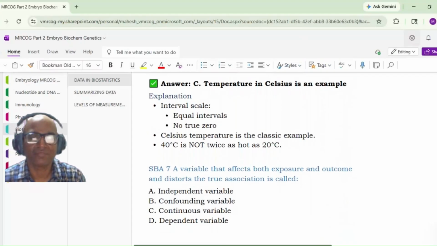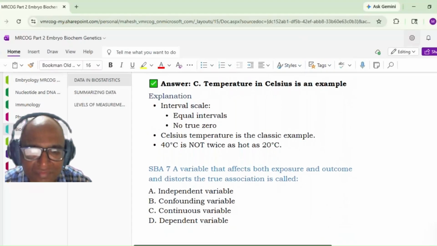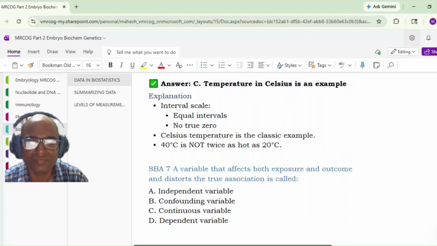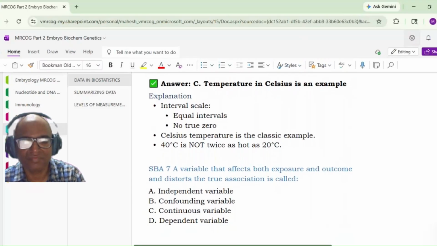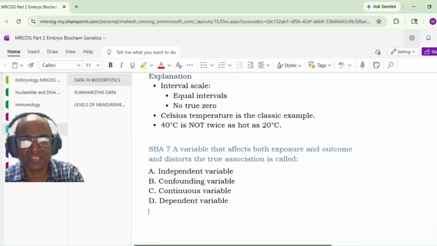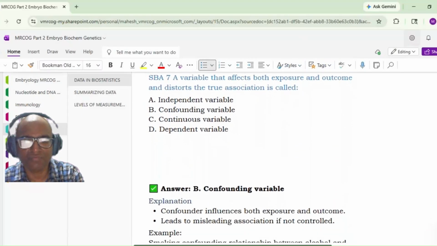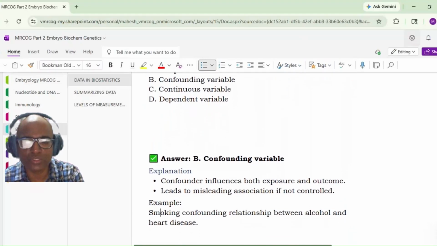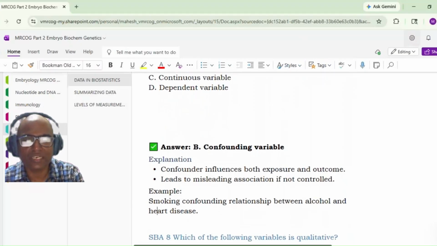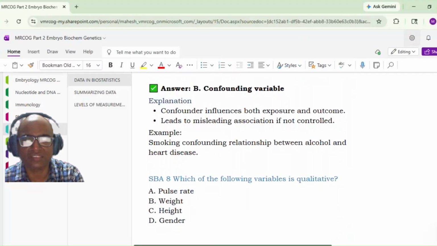Next. Question number 7. A variable that affects both exposure and outcome and distorts the true association is called: A, independent variable; B, confounding variable; C, continuous variable; D, dependent variable. Sir, answer is B, confounding variable. Yes. So a confounder influences both exposure and outcome, and leads to a misleading association if not controlled. Smoking confounding the relationship between alcohol and heart disease. Next.